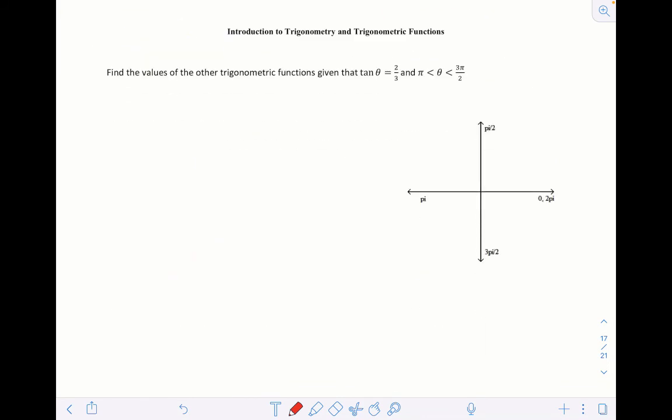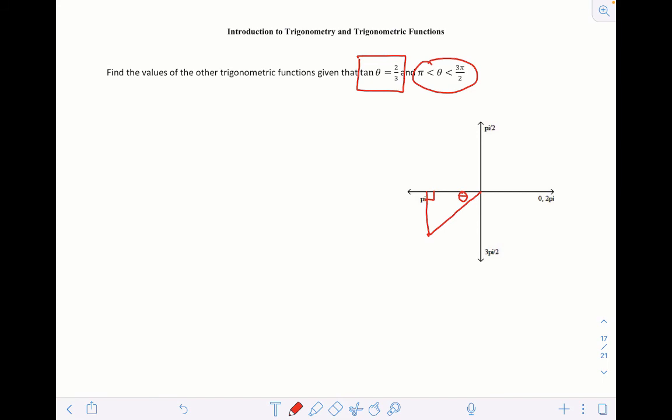Now let's look at this example. Let's say we're given that tangent of theta is equal to 2 over 3, and the angle theta is in between pi and 3 pi over 2. So I'm going to draw the triangle, but I want to make sure I draw it in the right place. So the fact that it's telling me the angle is in between pi and 3 pi over 2, that tells me that my angle is in quadrant 3. So it makes sense that tangent would be positive, because we just talked about how that's a quadrant where tangent is positive. So we don't actually know the angle, but we do have some information to actually draw the sides of the triangle.